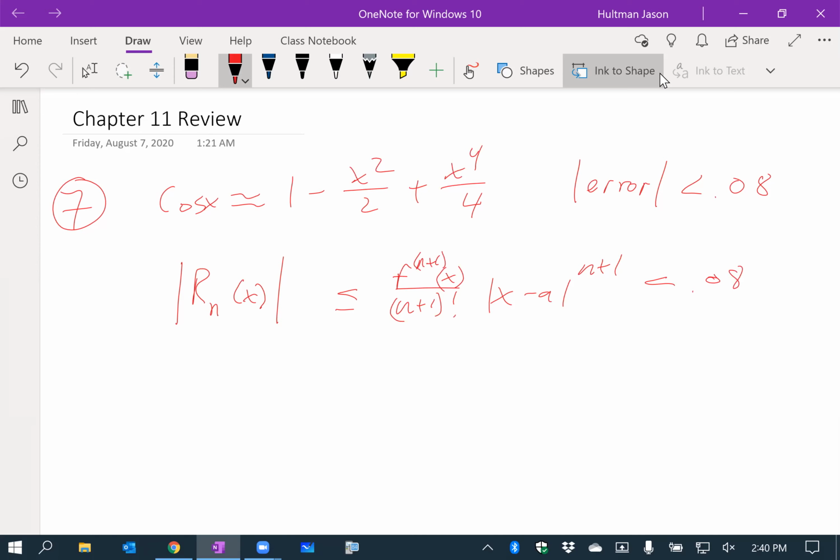So again, how far would I have to go out with these terms so I'm getting less than 0.08 with my error? What would x have to be? What would the boundaries on x have to be in this case? So I believe that's the question.